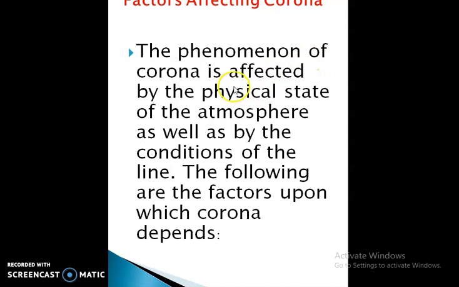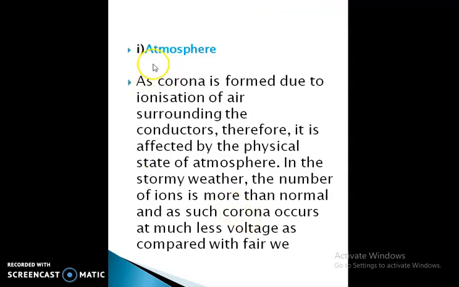Factors affecting corona. The phenomenon of corona is affected by the physical state of the atmosphere as well as by the condition of the line. The following are the factors upon which corona depends. First one is atmosphere. As corona is formed due to the ionization of the air surrounding the conductors, it is affected by the physical state of the atmosphere. In stormy weather, the number of ions is more than normal, and as such corona occurs at much less voltage as compared with fair weather.